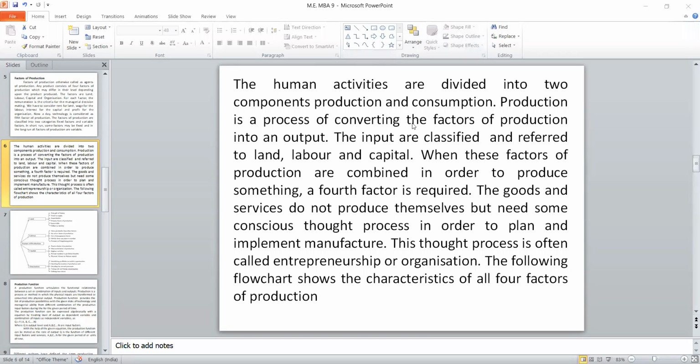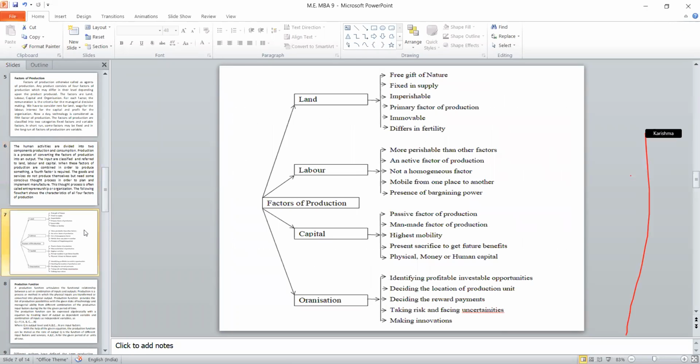I hope you understand what I'm saying. So production is a process of converting input into output. That input comes from the source of land, labor, capital, and organization. So what I want to say in this particular class, let's have a basic idea about the four factors of production. The following flow chart will be helpful for us to understand what the factors of production are.